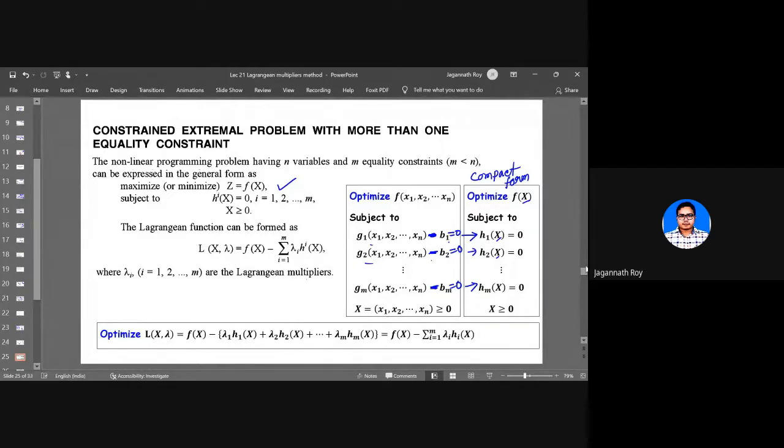Okay. So we will actually have m different constraint functions, h1x, h2x, hmx, and we'll write it in the Lagrangean function. That means the constrained problem is transformed into an unconstrained problem. Okay. So once it is becoming unconstrained, then we can apply our calculus approach.